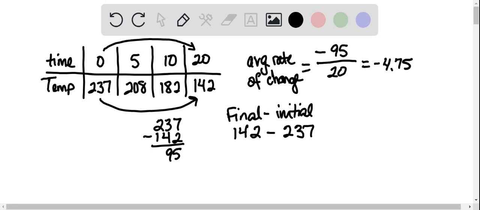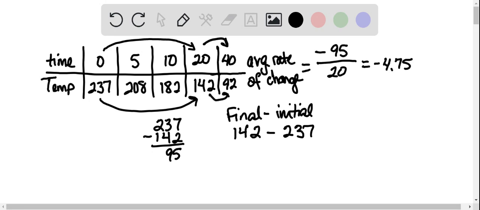What about if we wait another 20 minutes? Let's add here to our table. We wait another 20 minutes. So now a total of 40 minutes has passed. Now it's really cooled off. What was the average rate of change in the next 20 minutes?